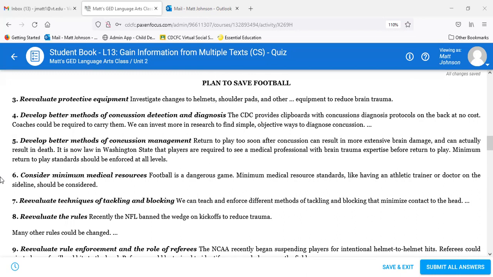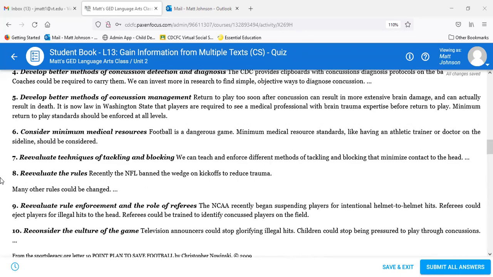Reevaluate techniques of tackling and blocking. We can teach and enforce different methods of tackling and blocking that minimize contact to the head. Reevaluate the rules. Recently, the NFL banned the wedge on kickoffs to reduce trauma. Many other rules could be changed. Reevaluate rule enforcement and the role of referees. The NCAA recently began suspending players for intentional helmet-to-helmet hits. Referees could eject players for illegal hits to the head. Referees could be trained to identify concussed players on the field.